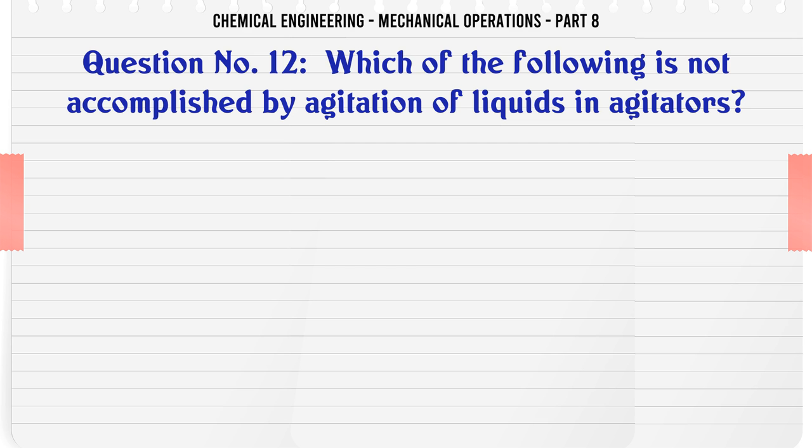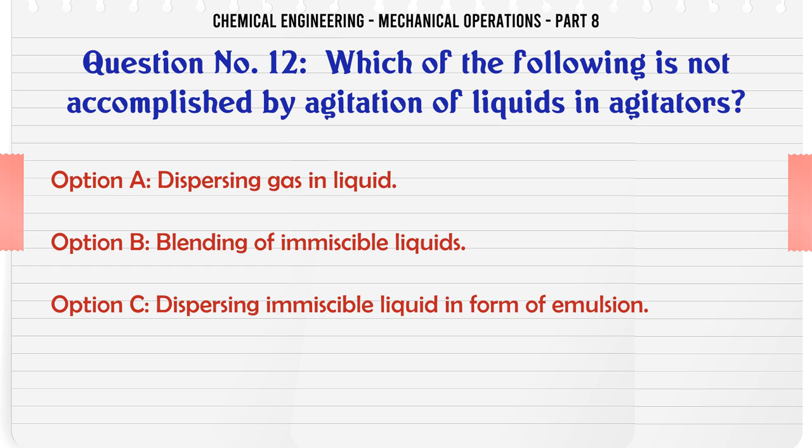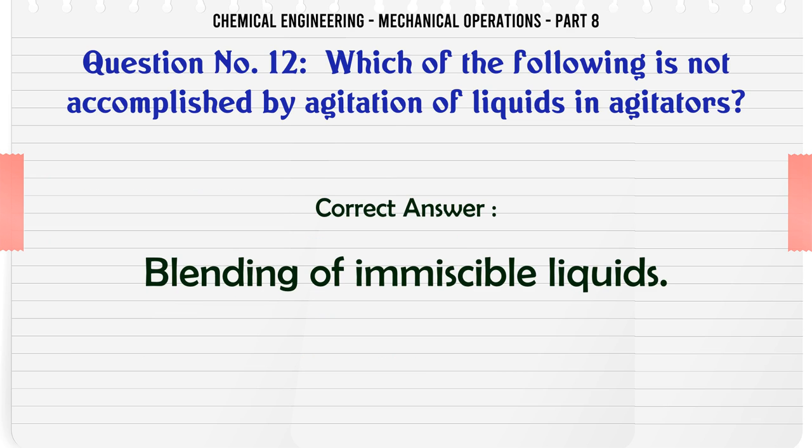Which of the following is not accomplished by agitation of liquids in agitators? A. Dispersing gas in liquid. B. Blending of immiscible liquids. C. Dispersing immiscible liquid in form of emulsion. D. Suspending solid particles. The correct answer is blending of immiscible liquids.